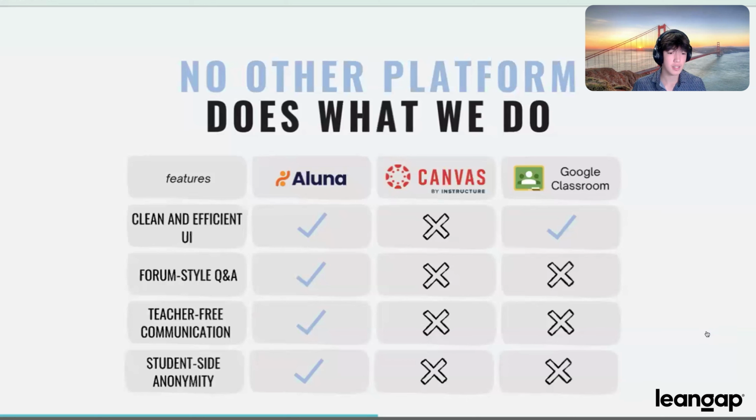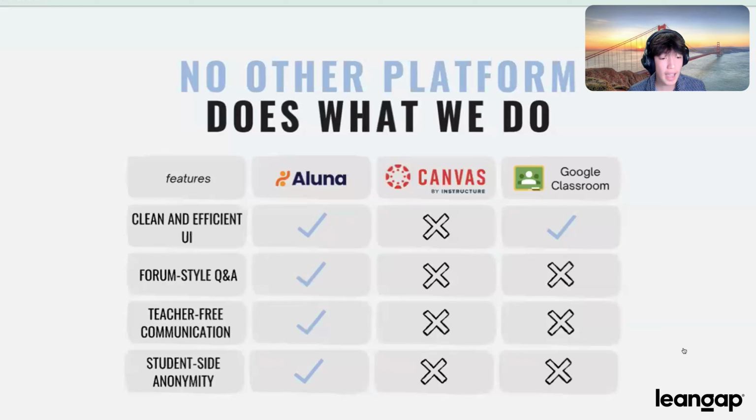So why us? Because no other platform can do what we do. Aluna is a platform that promotes collaboration and active participation without the need for teachers to actively assign discussions, along with using the style of Q&A used by forum companies across the world. Our platform is also very efficient and clean, making it easier for students to collaborate while making students anonymous from each other to provide comfort and encourage asking questions.